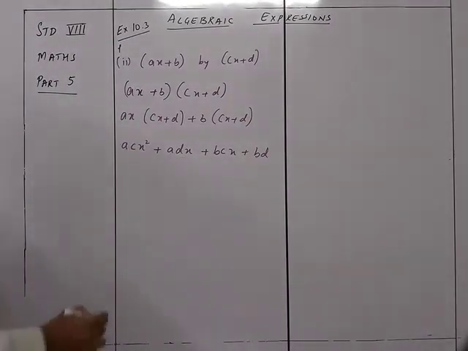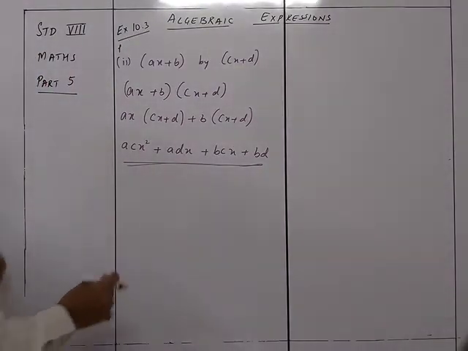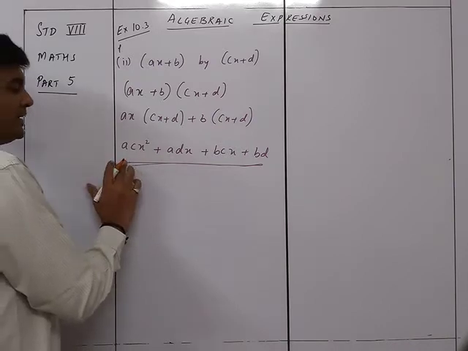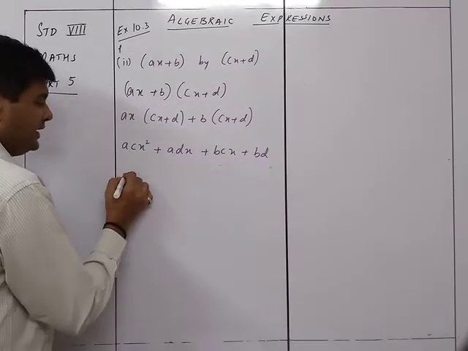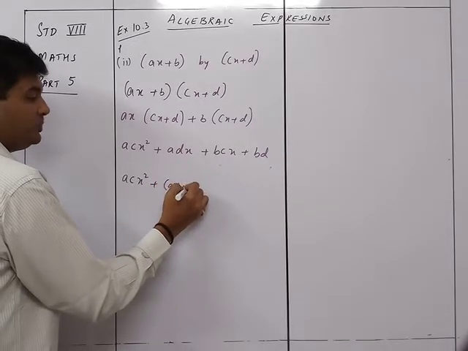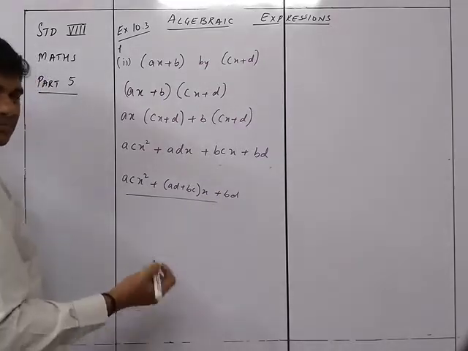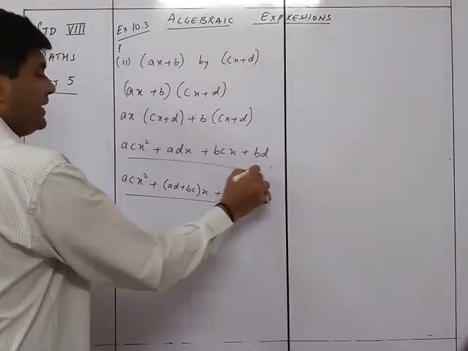There is nothing which is common which can be added up, so we keep everything as it is. If you want, you can write this over here as ACX square plus AD plus BC into X plus BD. Not required as such. Don't do this. Okay, we take this as the answer.